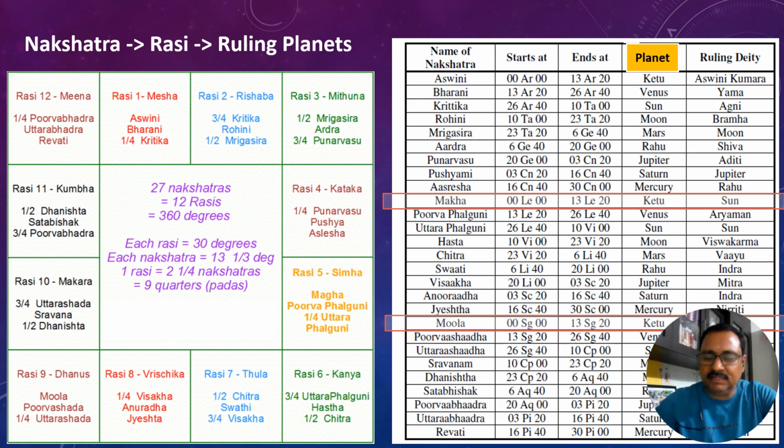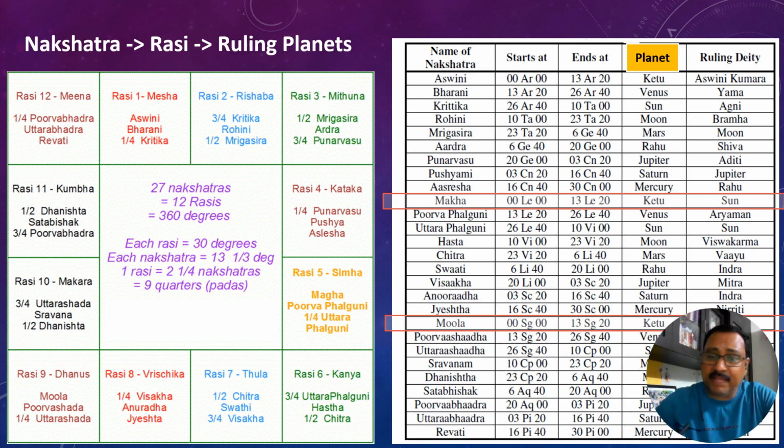Ashwini nakshatra is 13 degrees and 20 minutes. Ashwini nakshatra has 4 padas, and each pada is about 3 degrees and 20 minutes. 3 degrees 20 minutes into 4, you get 13 degrees 20 minutes. Each nakshatra has a ruling planet, which we already learned. For Ashwini nakshatra, Ketu is the ruling planet. Similarly, for Makha nakshatra, Ketu is also the ruling planet, right? And for Mula nakshatra, Ketu is also the ruling planet.